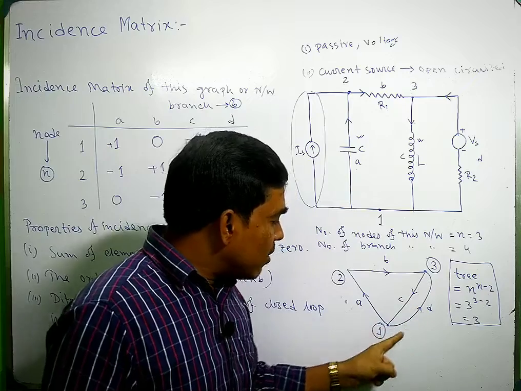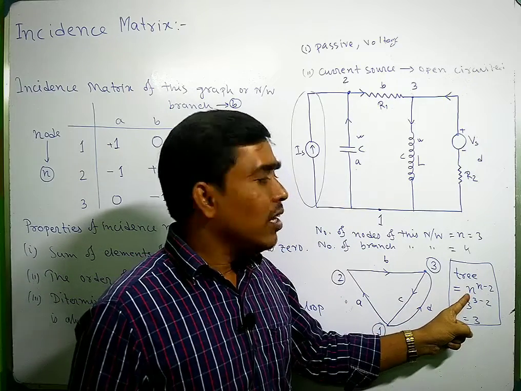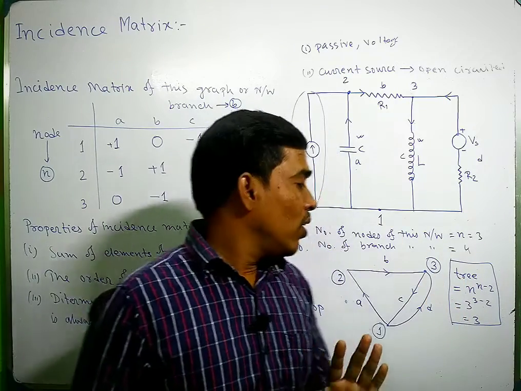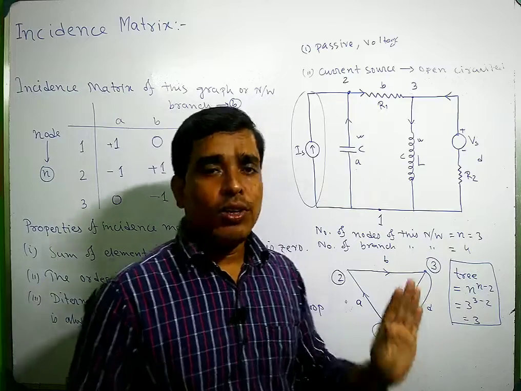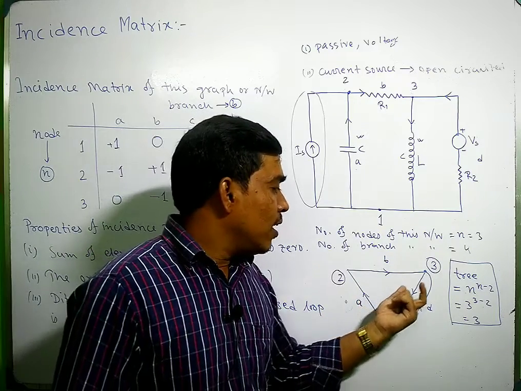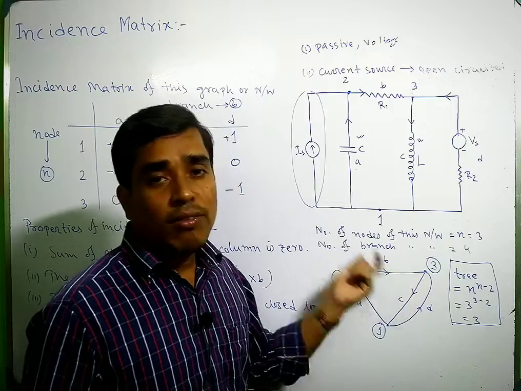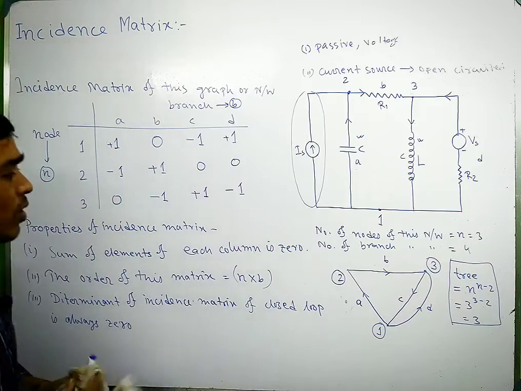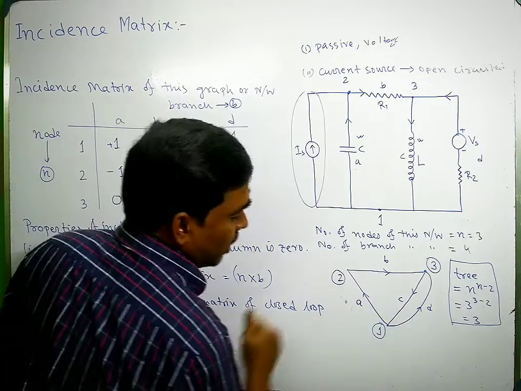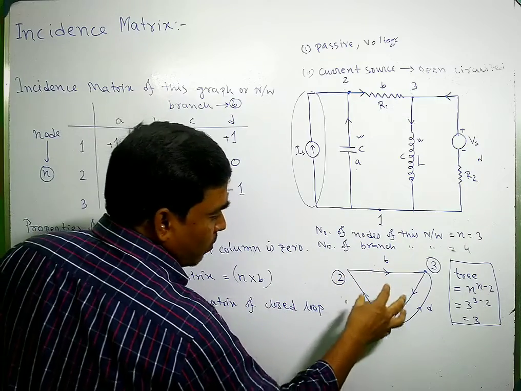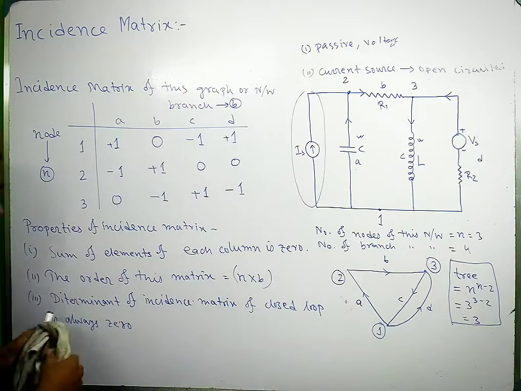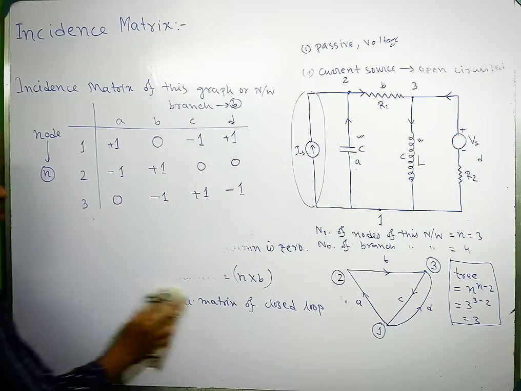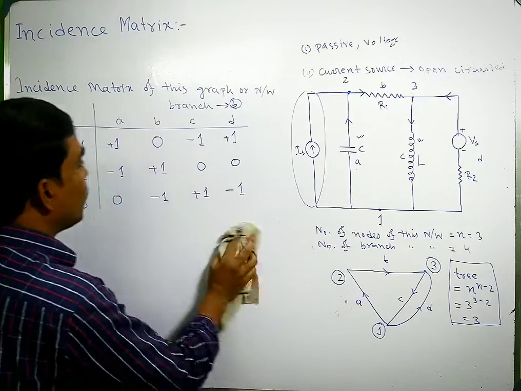So in this case you cannot apply this formula to calculate the number of trees. You have to know another process to calculate the number of trees of this type of graph or network. To calculate the number of trees of this graph, we should know the reduced incident matrix. So what is the reduced incident matrix?